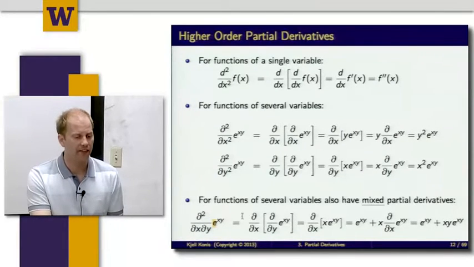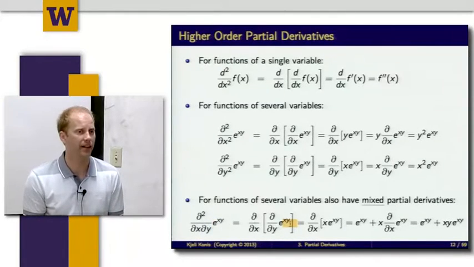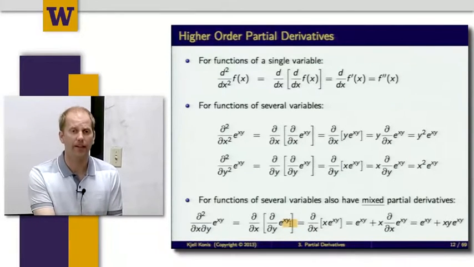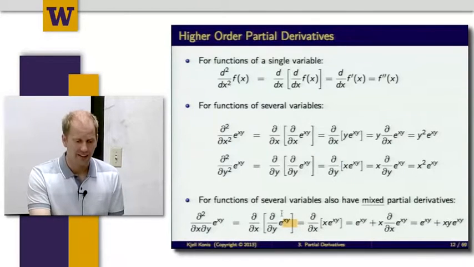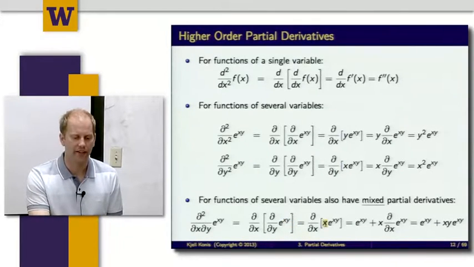So if I were to write this out using slightly longer form, when I say partial squared, partial x, partial y, I mean first take the partial derivative with respect to y of my function. That's going to give me another function of x and y. And I'm going to take the partial derivative with respect to x of that function. So here I've just evaluated the first partial with respect to y. So we got the same thing we got up here. But now this time it's going to be slightly more complicated, because I'm going to take the derivative of this now with respect to x.